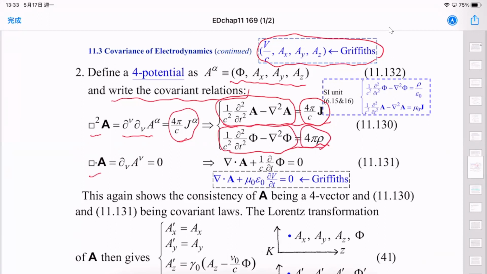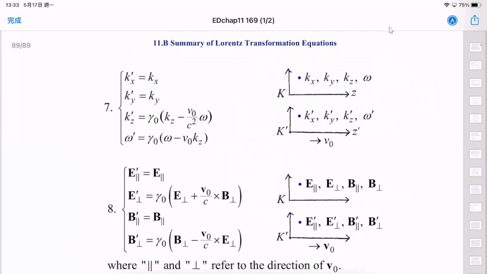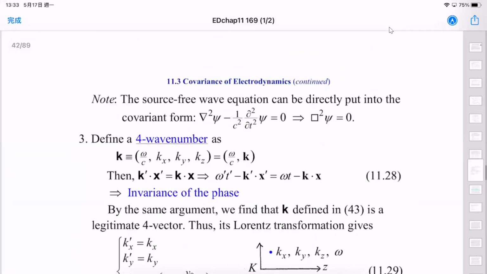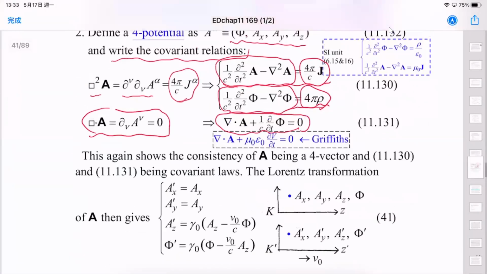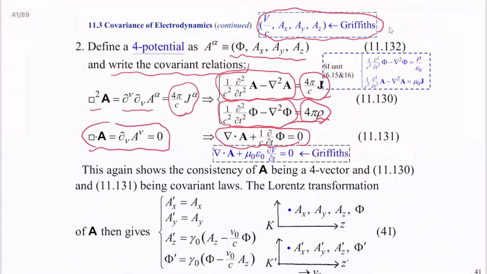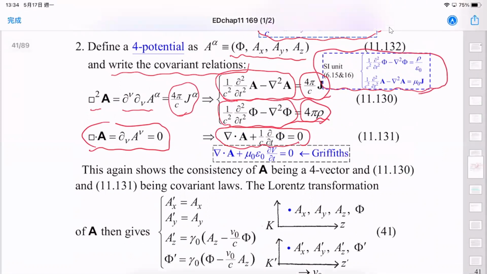Okay. How about this one? This one will give us this equation. It should be invariant. Covariance, that is invariance in form. Just a moment. Jump too much. Okay. And in terms of SI unit, it's shown here. That's the SI unit. And what's this?